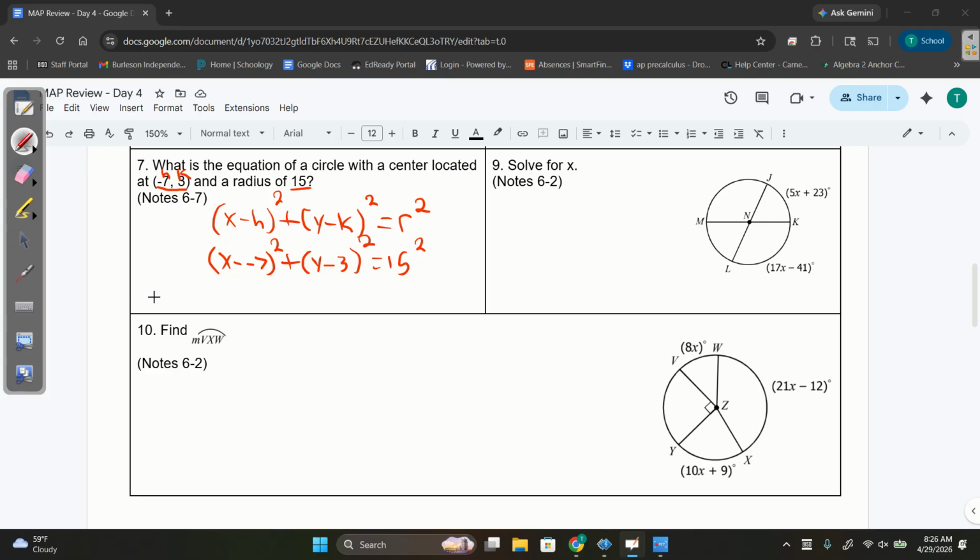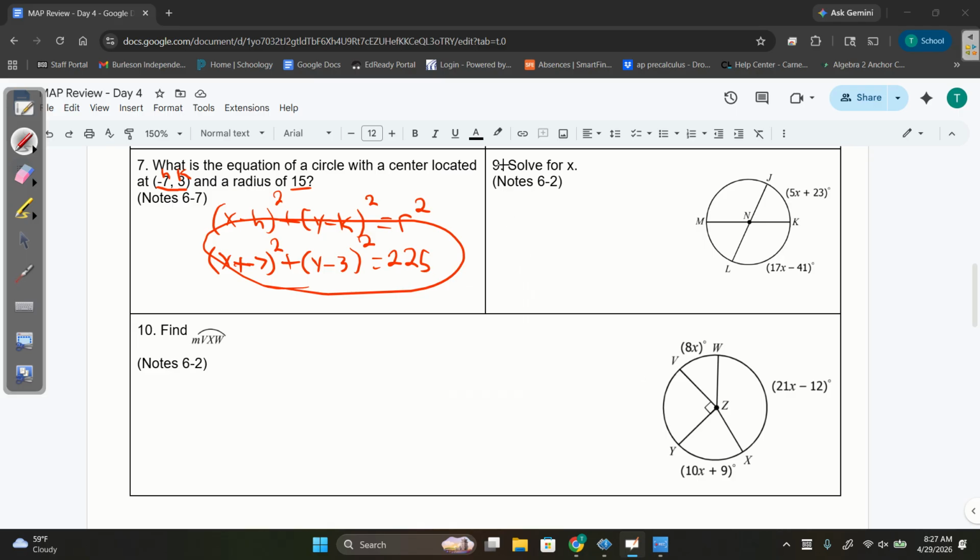All we've got to do now is clean this up. Negative negative makes a positive, and 15 squared is 225. This is the formula for my circle.